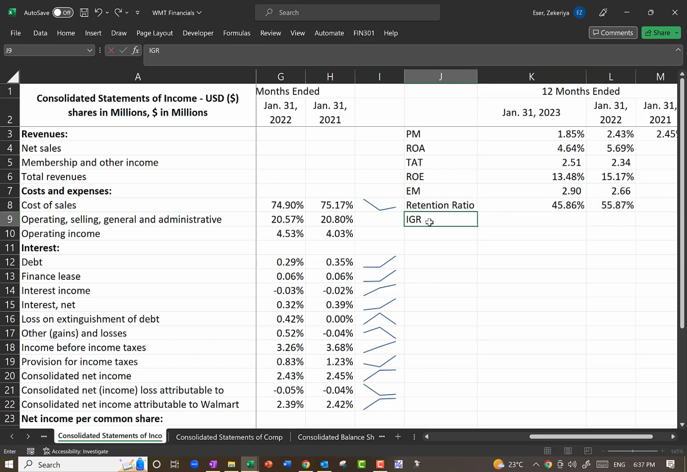So let's calculate IGR, which is ROA times retention ratio divided by 1 minus the same product, ROA times retention ratio. Okay, let me, times retention ratio divided by 1 minus.